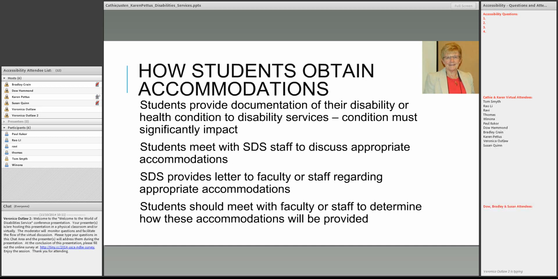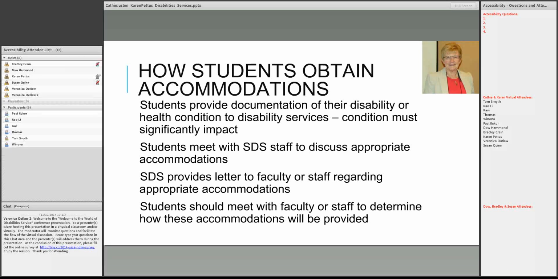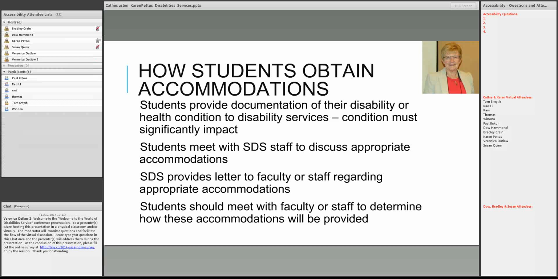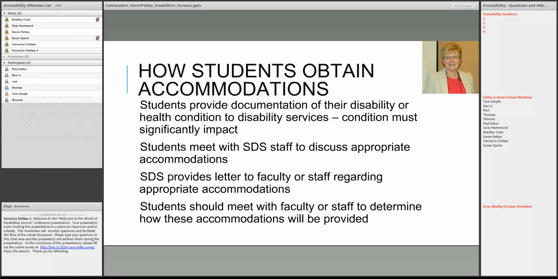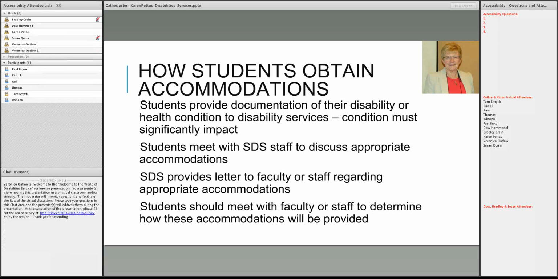We also encourage students to go and talk to their faculty themselves and to try to learn to work out some of these issues on their own so that they're not totally dependent on someone else to do all of that for them.